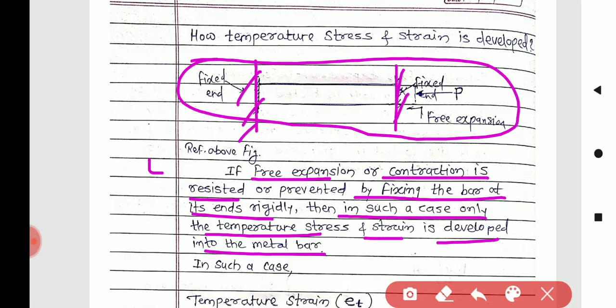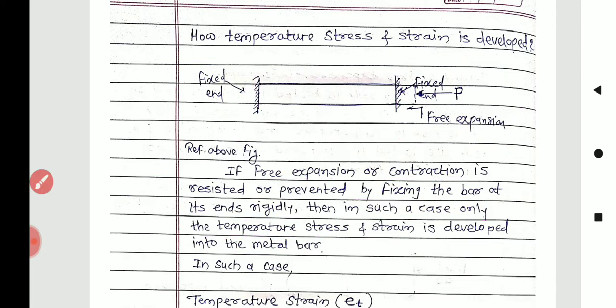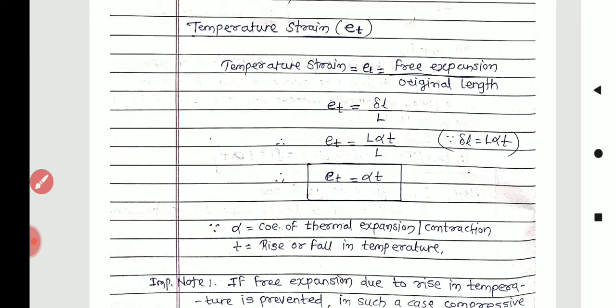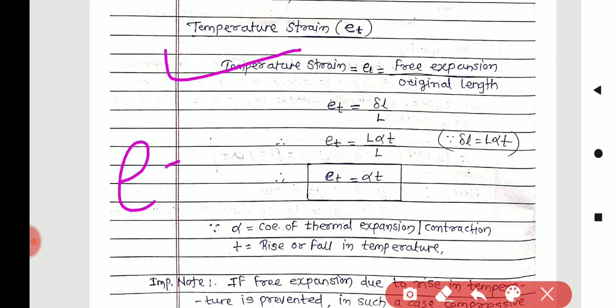Now in this way we can find the temperature stress and strain. Then how to find the temperature strain? For this purpose use this formula. Now we know strain is change in length upon original length.